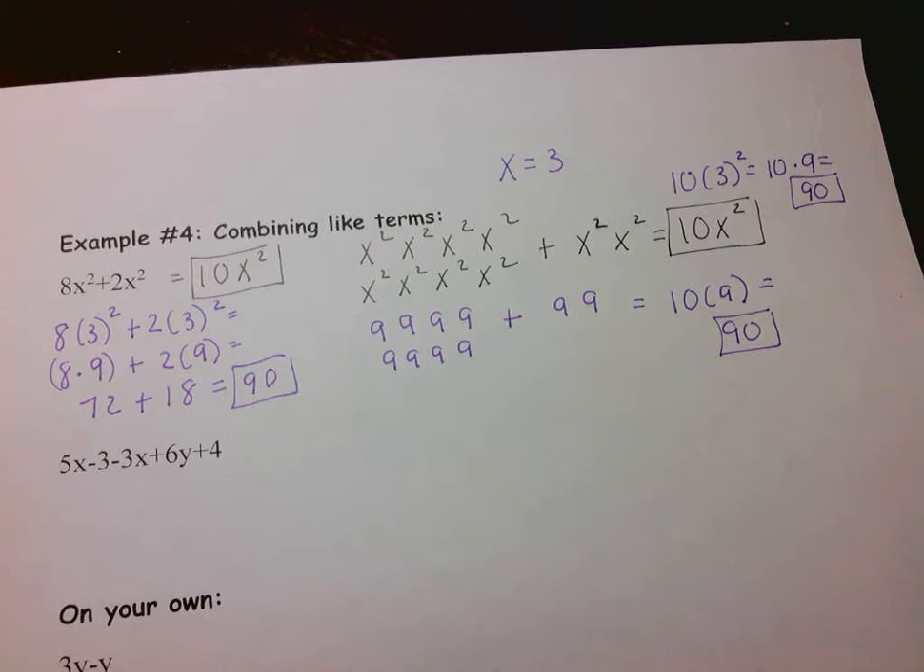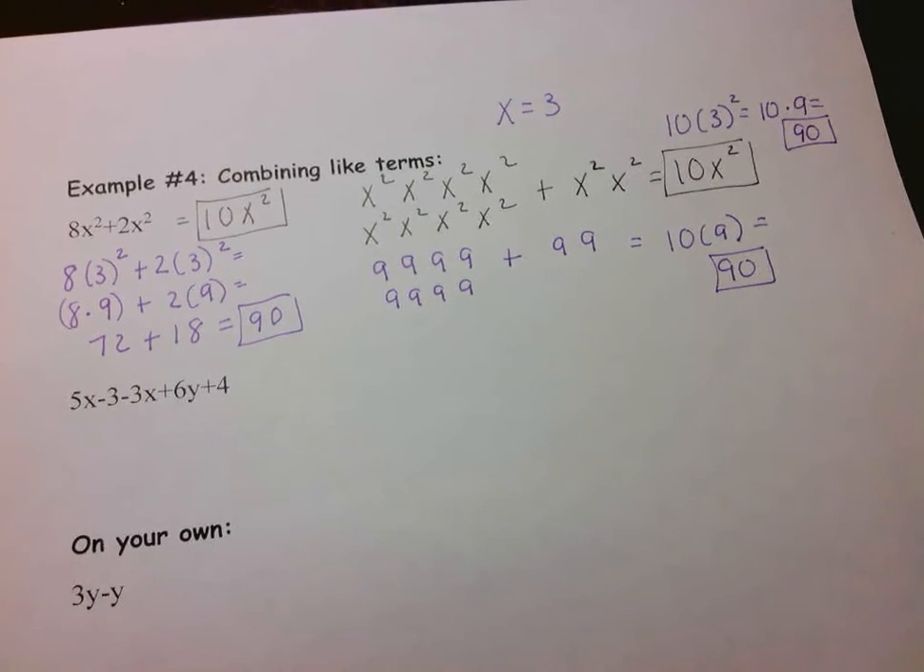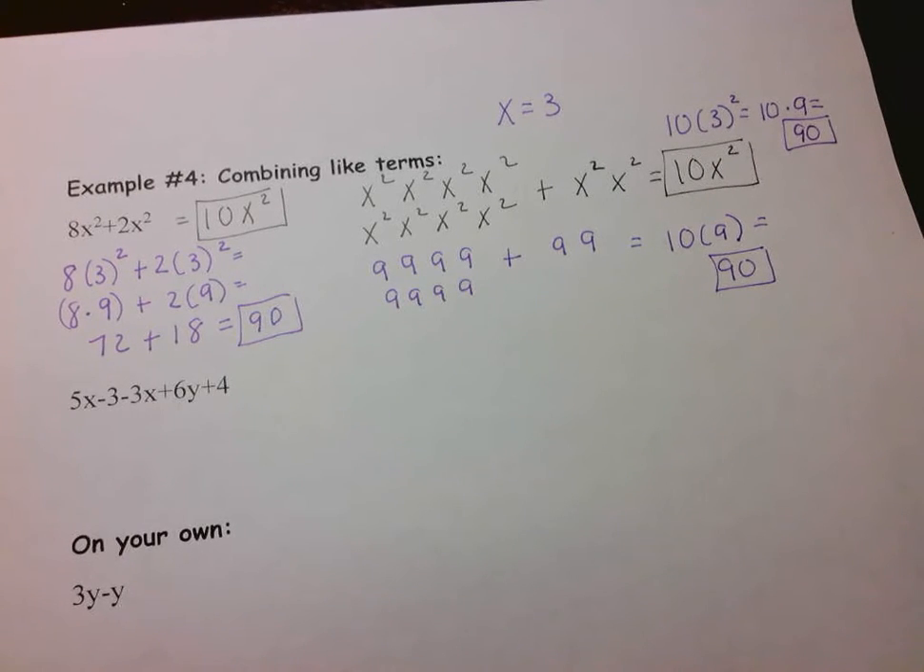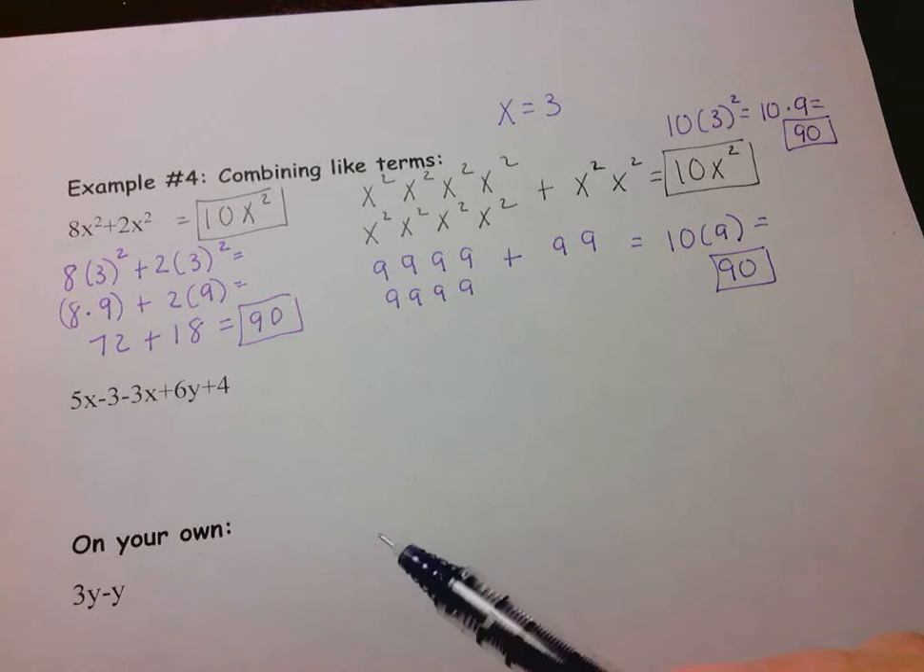So let's go to the next example, combining like terms. These can get very, very long. So I encourage you to circle the terms as you go that you're combining and then cross them out when you're done so you don't lose your place. And let me show you what I mean, because again, these can get very, very long.